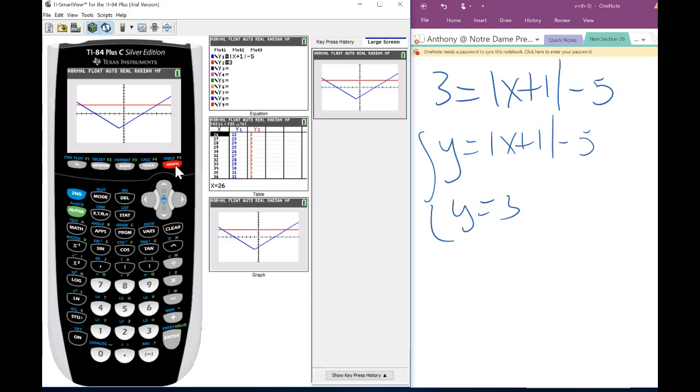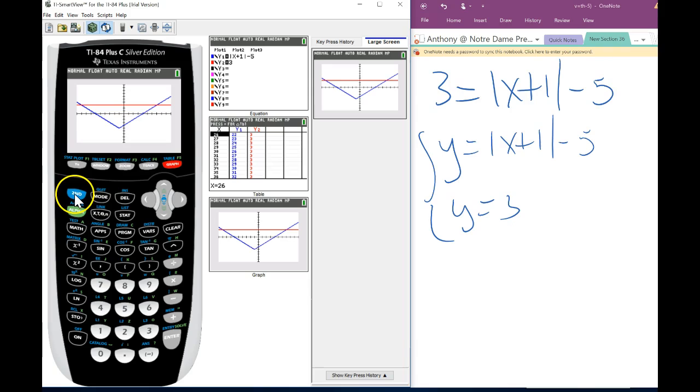Critical for what we're about to do is that you can see the intersections of both functions. So notice that I indeed see both places where the graphs meet. Had you not been able to see both places, you'd want to change your window so that you could see both places.